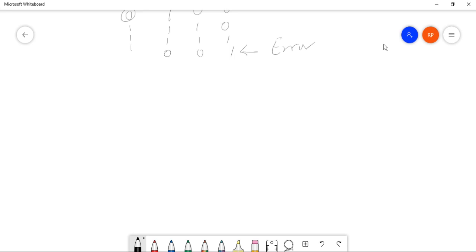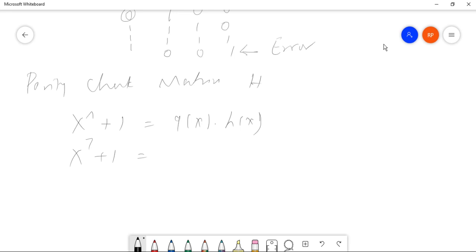For that we need the H transpose matrix. Before we calculate H transpose, first we have to get the H matrix, that is the parity check matrix, which is indicated as H. How to get it? It is very simple. X raised to n plus 1 is equal to g of x multiplied by h of x. It's one of the properties of the cyclic code. So here n is 7. So x raised to 7 plus 1 equals g of x into h of x.